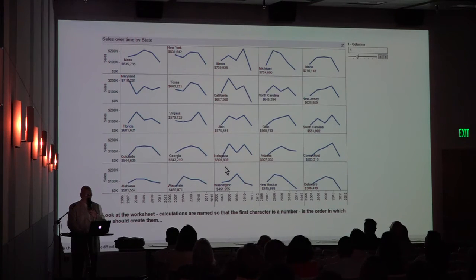Trellis chart. You know what a trellis chart is? This is 25 states in a 5x5 grid. It's not state on the row column or state on the row shelf or state on the column shelf. It's 2 calculated fields that determine where state goes. I'm going to show you this one.